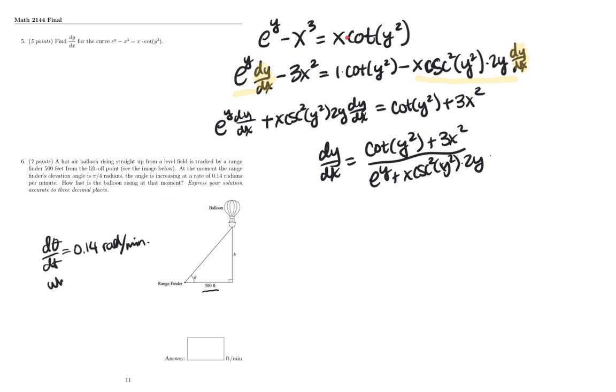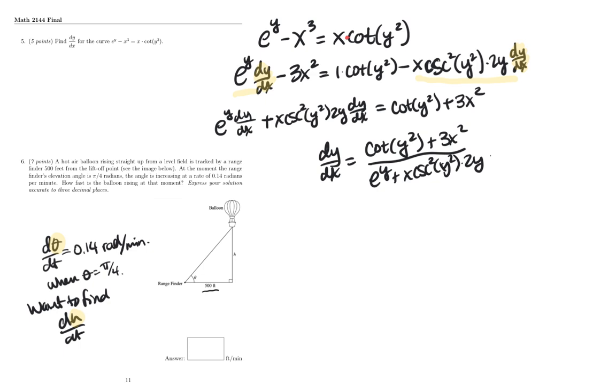when theta equals pi over 4. Okay. And I'm asked to find how fast the hot air balloon is rising. So I want to find dH dt. So in order to find dH dt, I need to start with the relationship between h and theta, and then I'll take the derivative implicitly with respect to t.